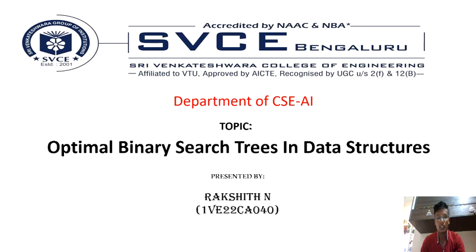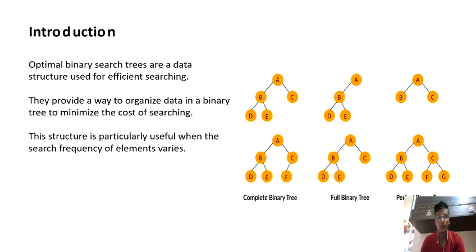Let's begin the topic. Introduction. Optimal binary search trees are data structures used for efficient searching. They provide a way to organize data in a binary tree to minimize the cost of searching. The data structure is particularly useful when the searching frequency of elements varies. These are the types you can see here: complete binary tree, full binary tree, and perfect binary trees.